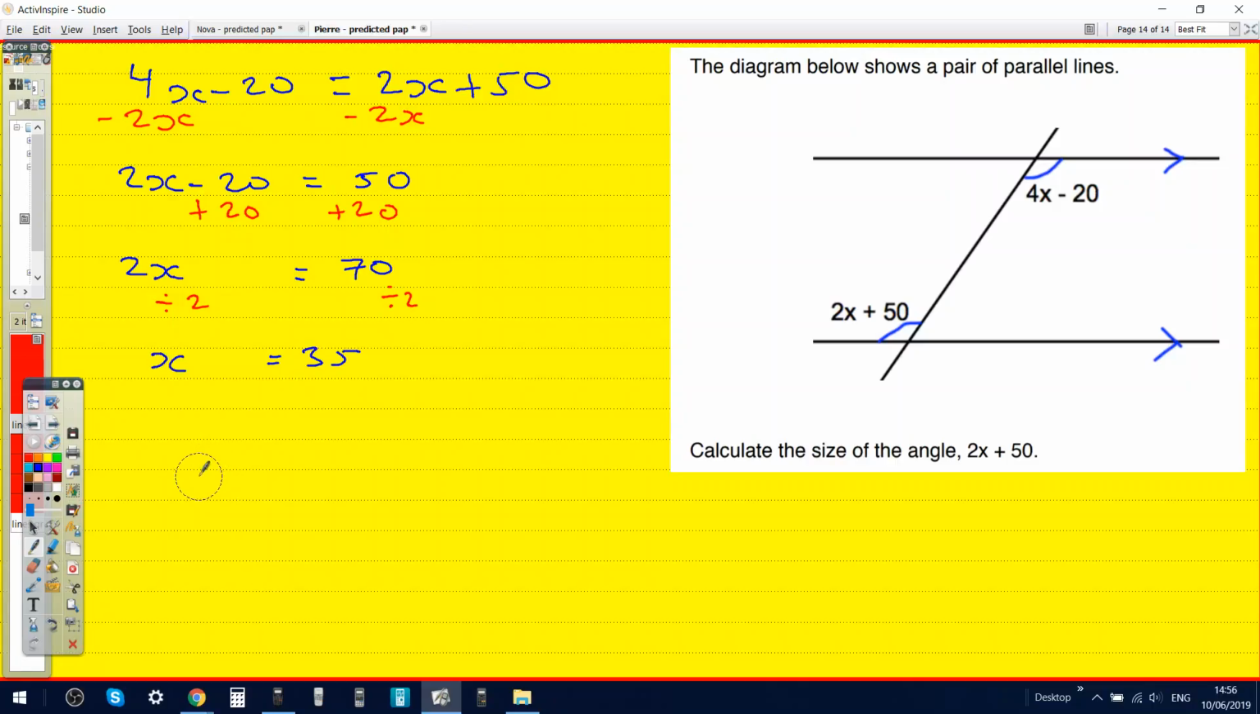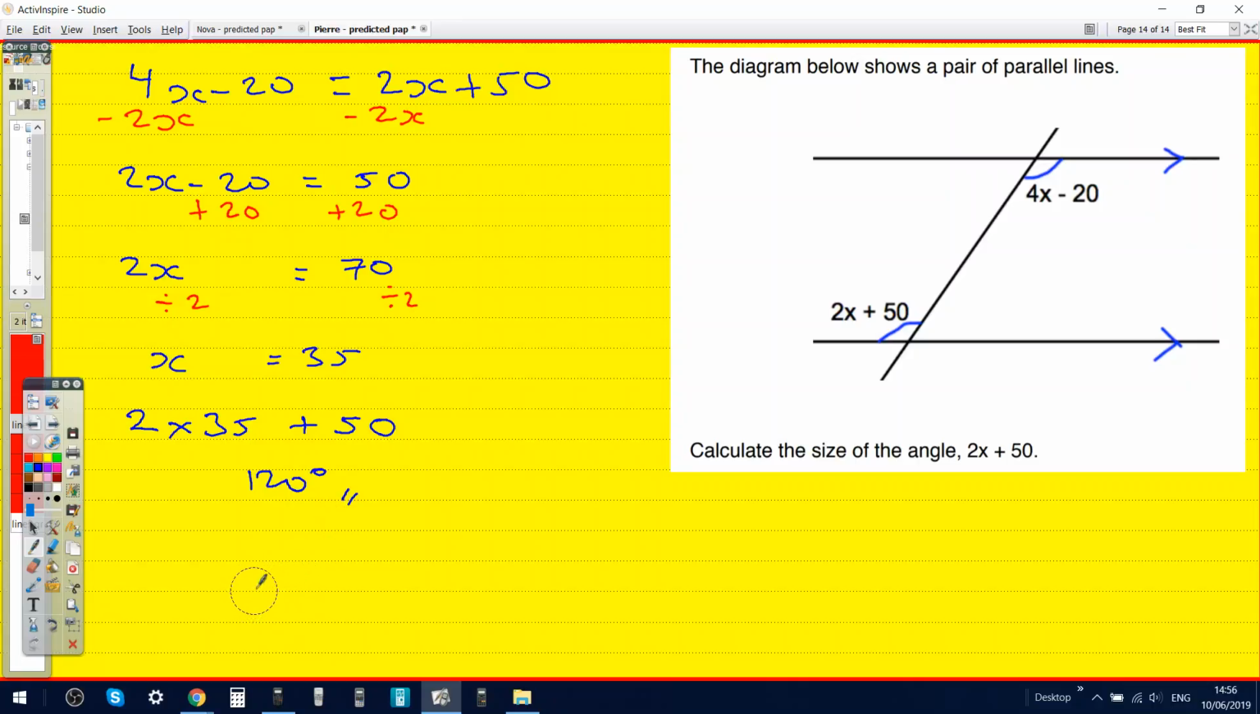So it's basically 2 times 35, which is 70, plus 50, 120. So it's 120 degrees.